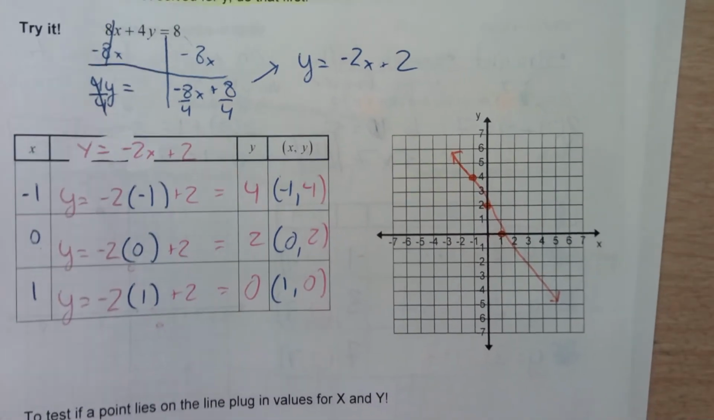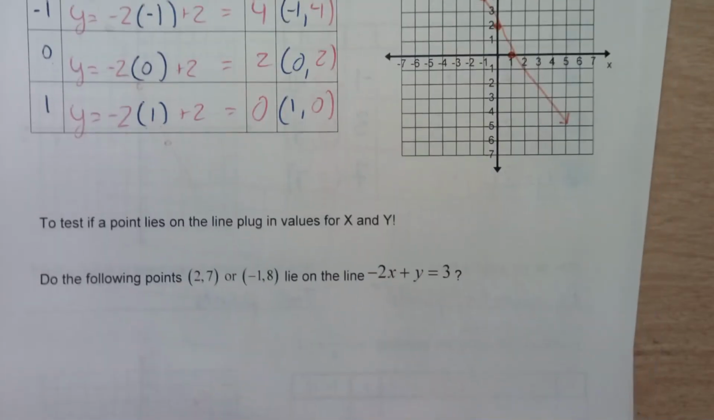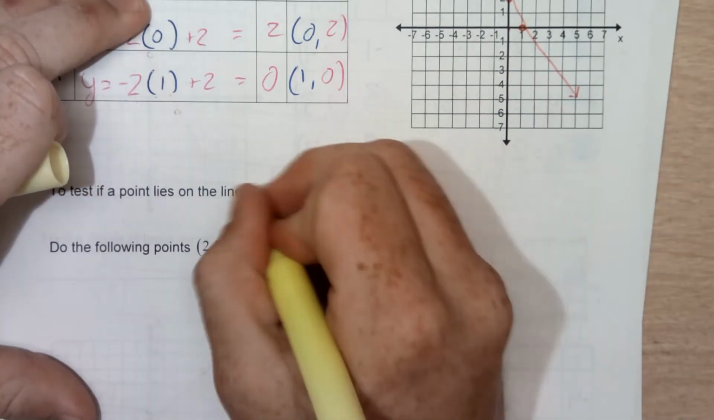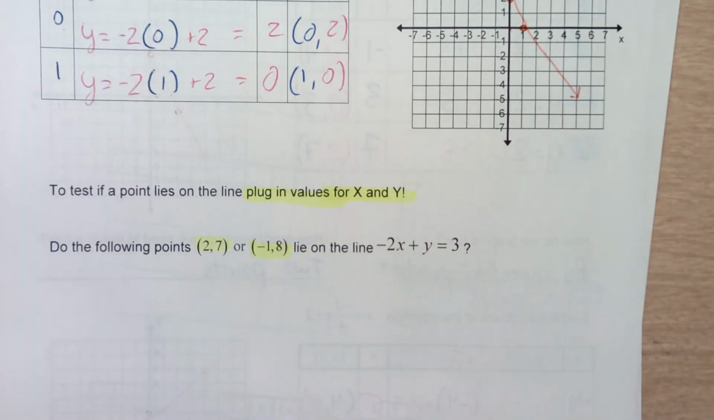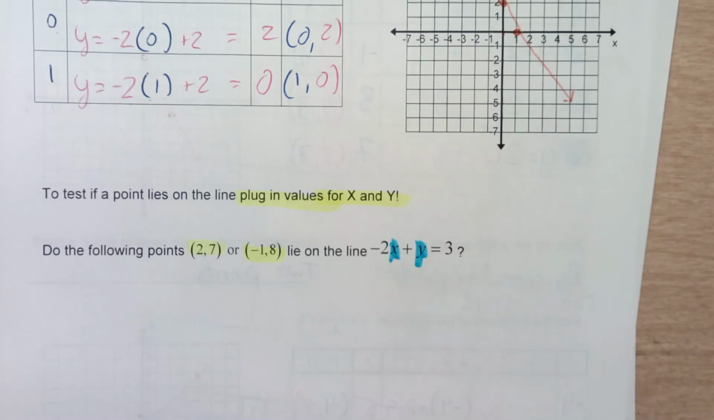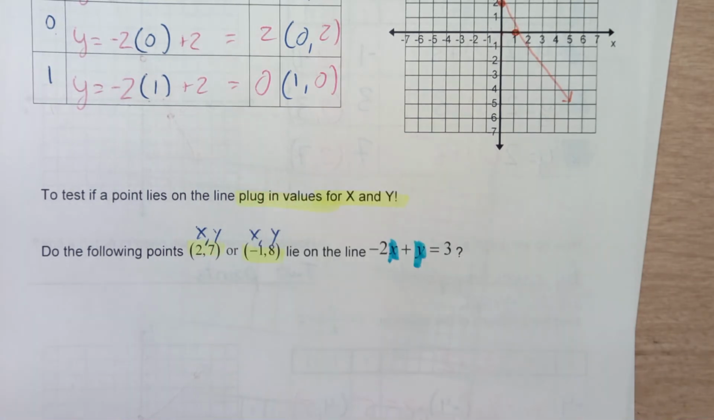It seems like a lot of work, but it wasn't too bad. It's just what we've been doing. We just had to rearrange the problem in the beginning. Let's take a look at the bottom. It says to test if a point lies on the line, plug in the values of x and y. This is what we were doing before. It gives us 2 different points, and it also gives us an x and a y in our equation. So we're going to plug in our points for x and y, x comma y, and determine if those points lie on the line.